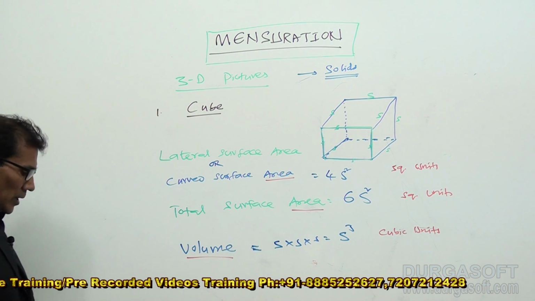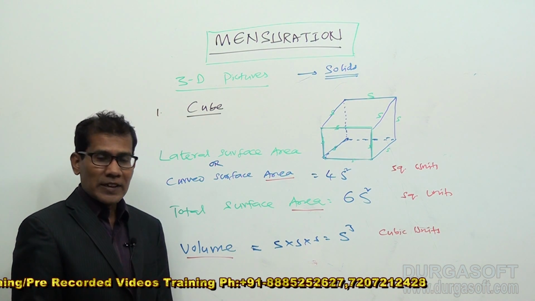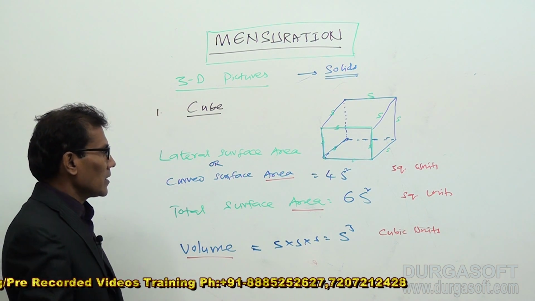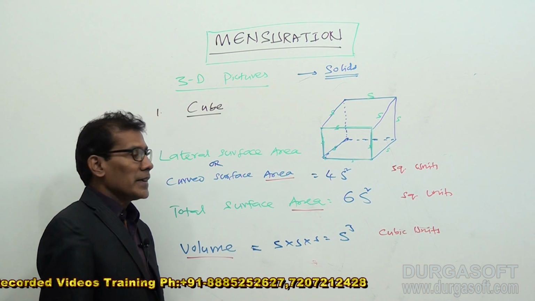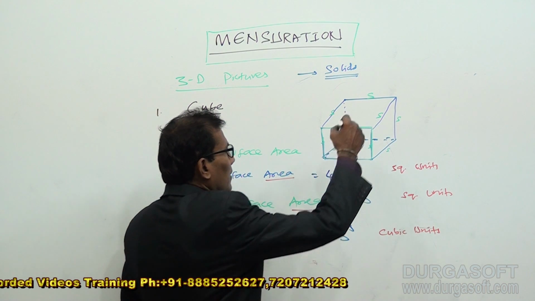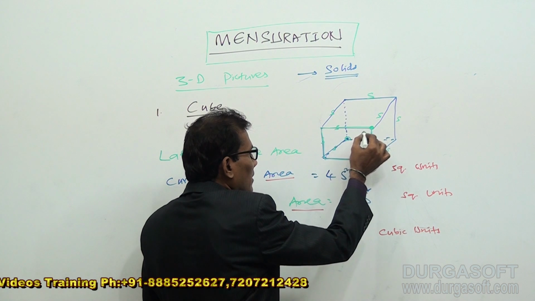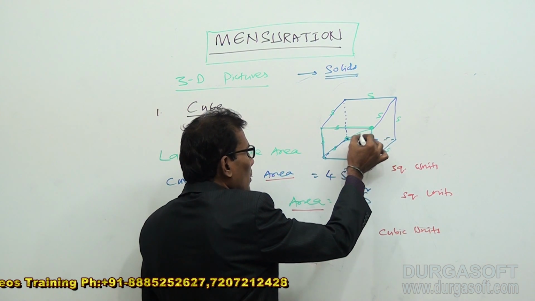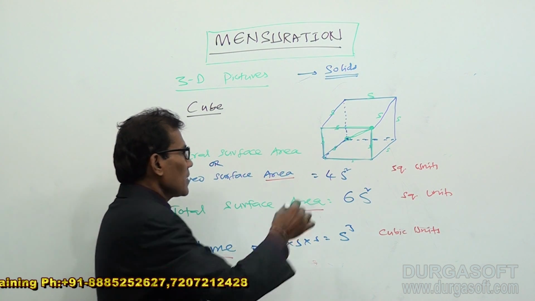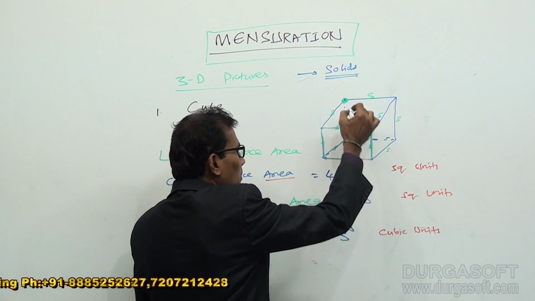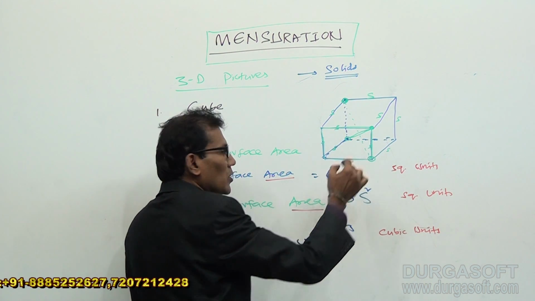This is about the cube. Sometimes in the cube, we may require the length of the diagonal. Here, what is going to be the length of the diagonal? It has a total of 8 corners. If we take one corner, its opposite corner is going to be this corner. The distance between these 2 opposite corners is the diagonal.